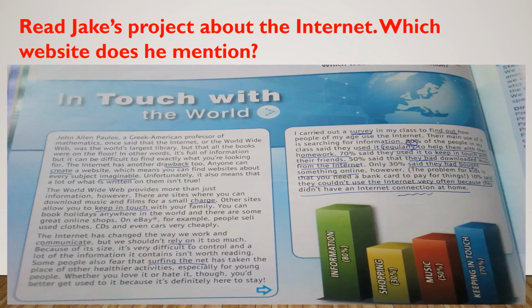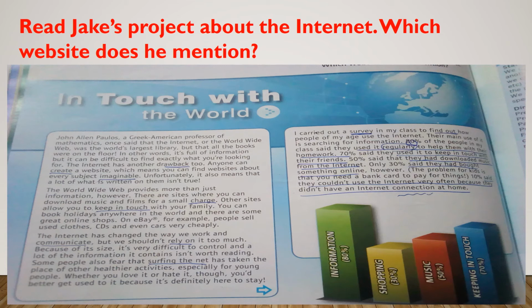allow you to keep in touch with your family, as we said, like Facebook and Twitter. You can book holidays anywhere in the world, and there are some great online shops. On eBay, for example, people sell used clothes, CDs, and even cars very cheaply. Are you familiar with eBay? It's a website for used items, second-hand items. This is why they are very cheap.